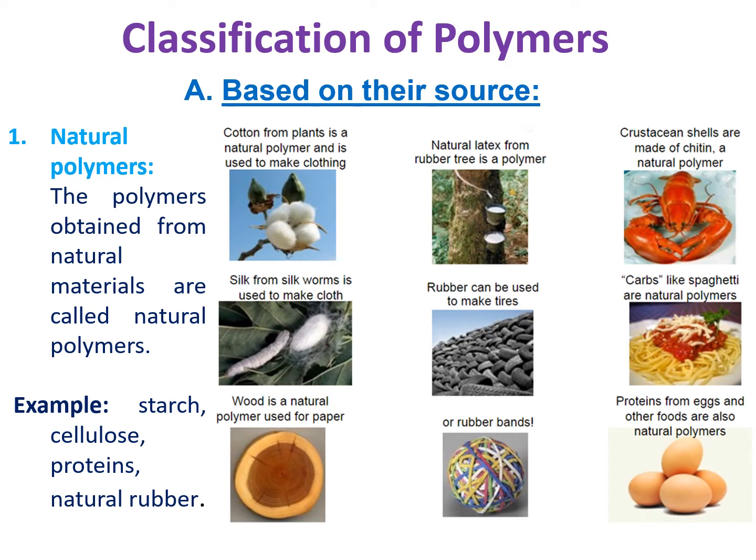And crustacean shells have chitin. Chitin is the most important polymer used in biomedical polymers. Likewise, proteins from eggs are also natural polymers. These are all available from natural sources. That's why these are called natural polymers.